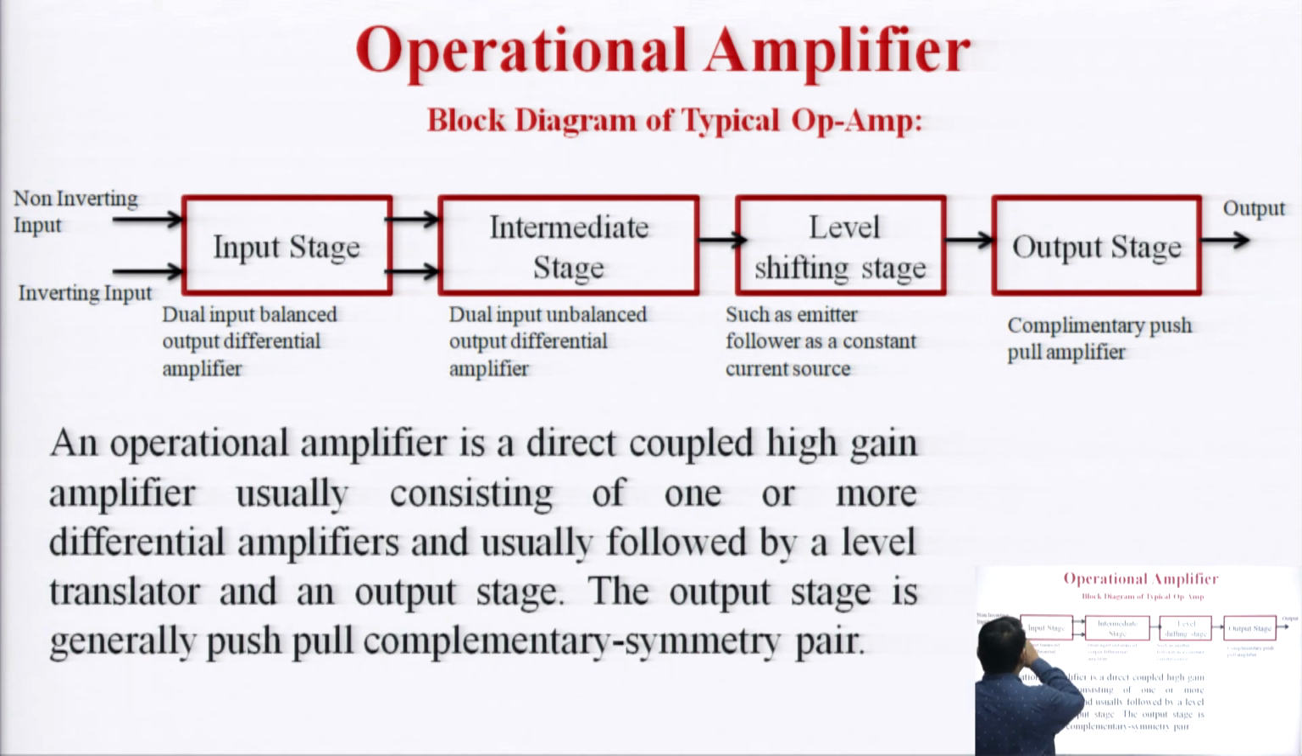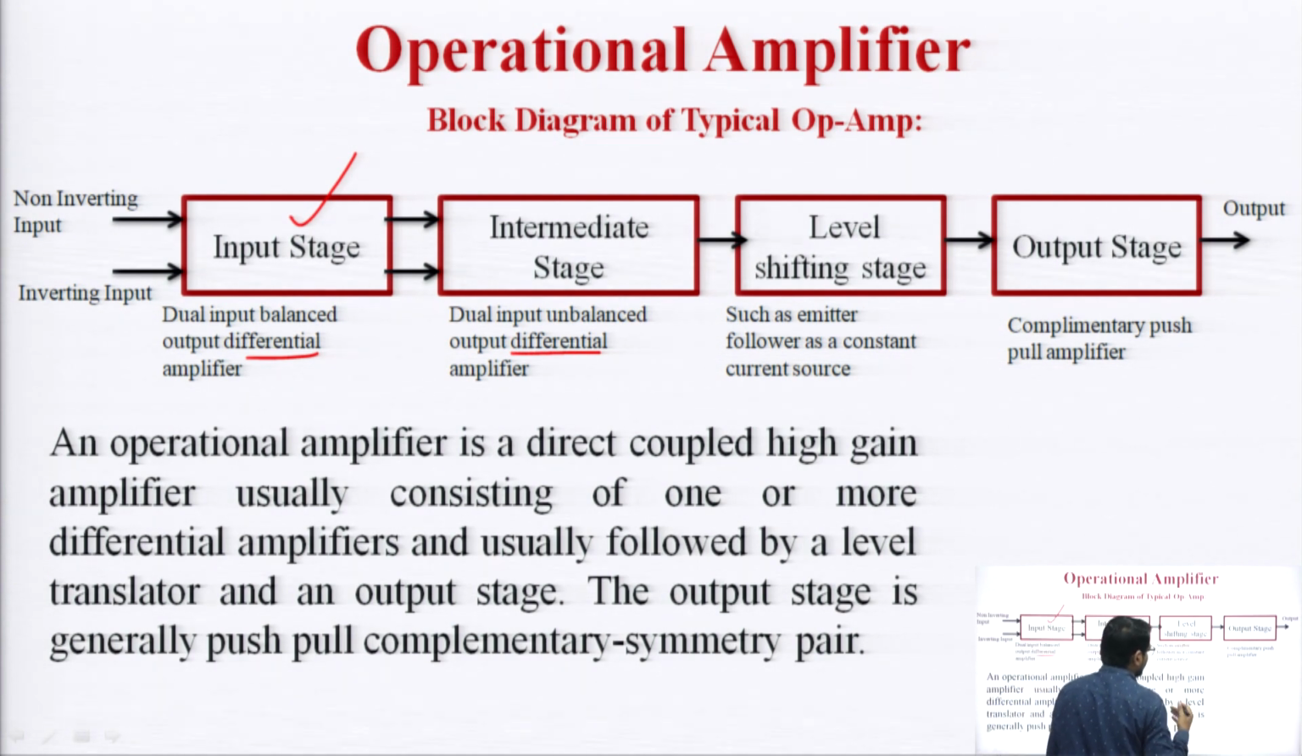It starts with the two inputs, non-inverting and inverting input. The first block is the input stage, which is a dual input balanced output differential amplifier. We will discuss in detail what a dual input balanced output differential amplifier is. The second block is the intermediate stage, that is a dual input unbalanced output differential amplifier. Third is the level shifting stage, or level translator stage, such as an emitter follower.